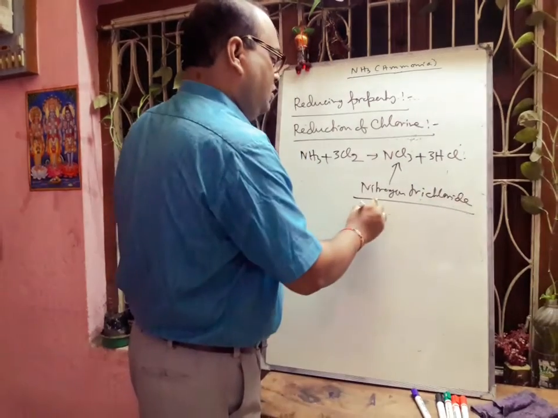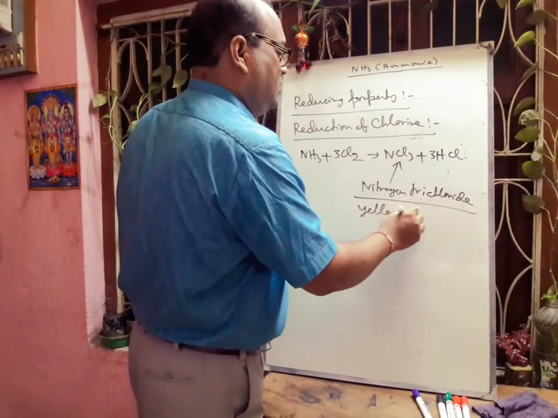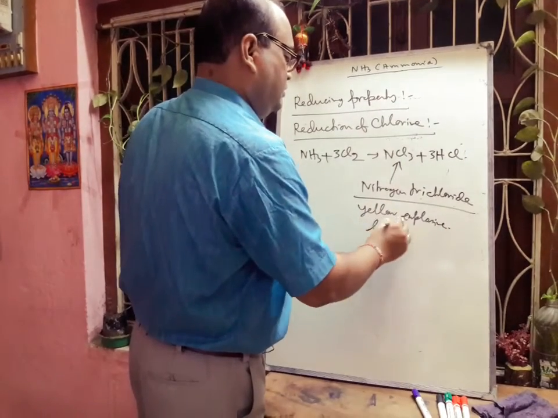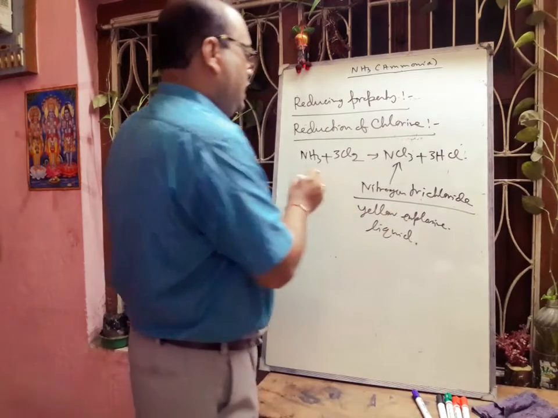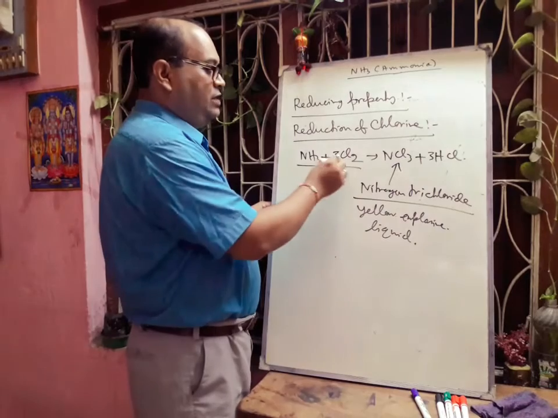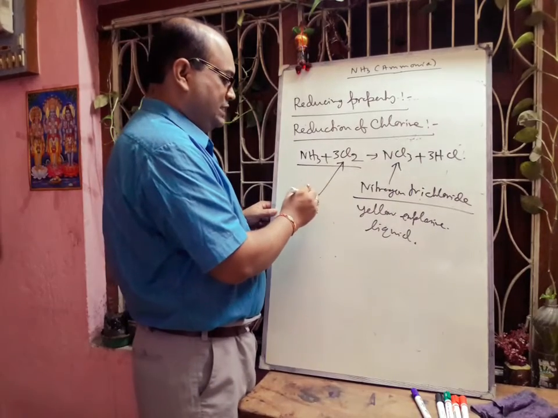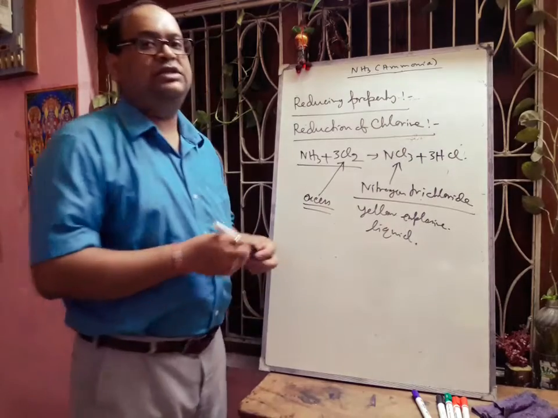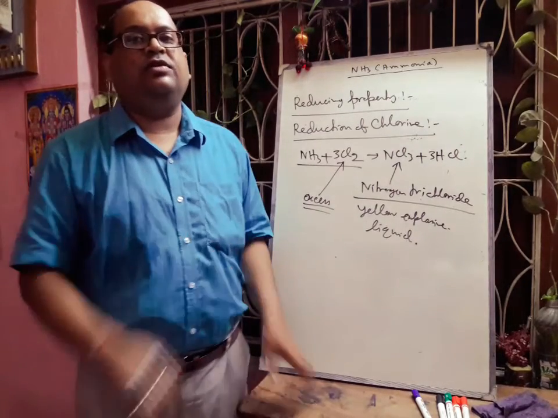That is the yellow explosive liquid. And here if you see the ratio 1:3, so here we have taken that this chlorine gas in excess. So these two reactions are very important for your exam purpose.